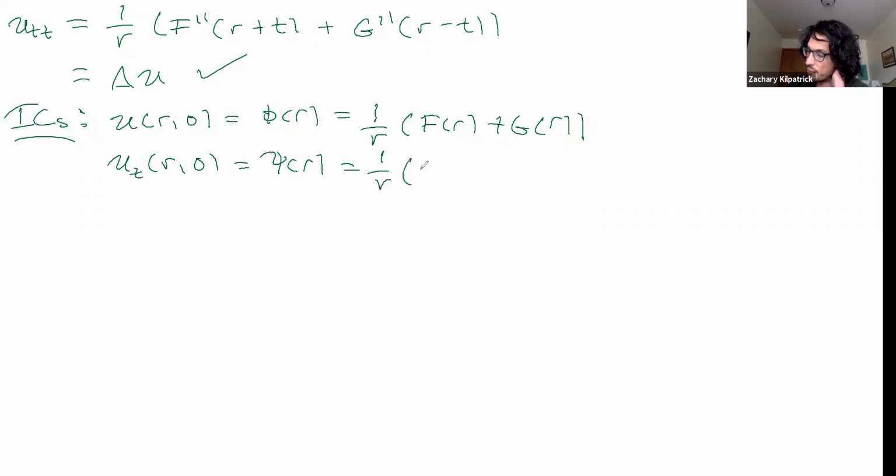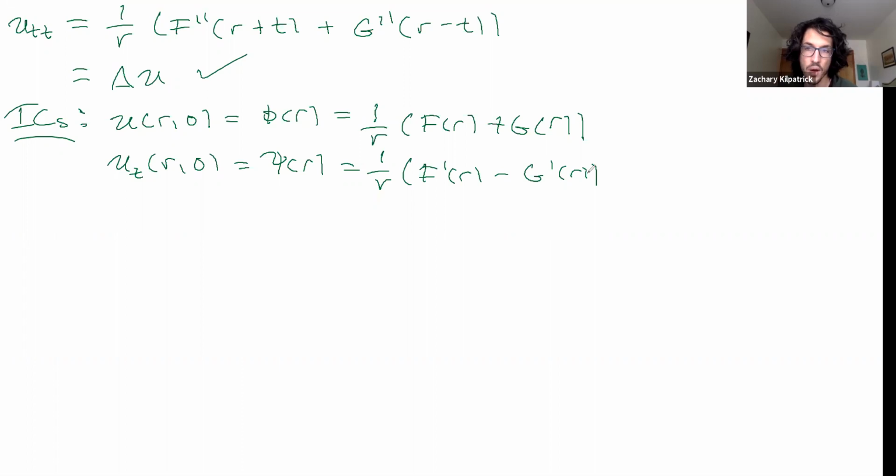And then we have to differentiate these, right? So we just get F prime at R minus G prime at R because of the minus T that's in the argument of G, okay? So I think it's useful to kind of go through this again, okay? This idea that we've worked out before.